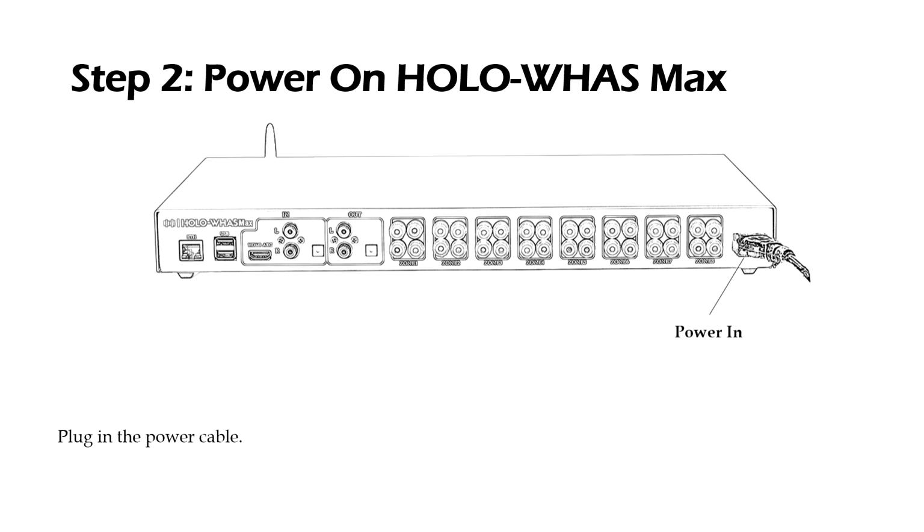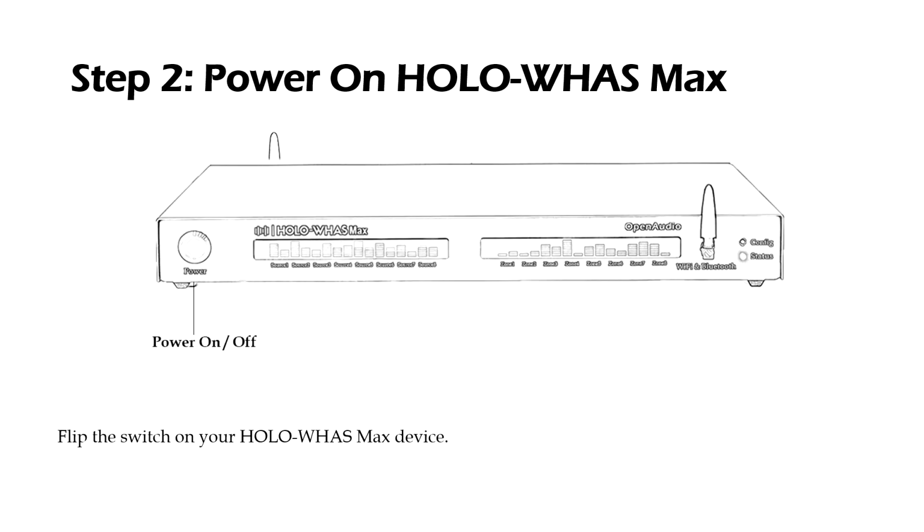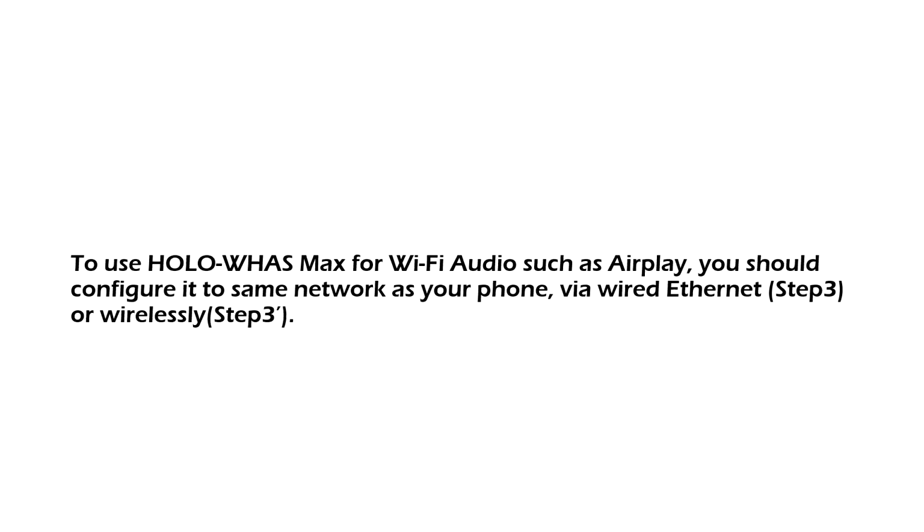Step 2. Power on HOLO-WHAS Max. Plug in the power cable and flip the switch on your HOLO-WHAS Max device. To use HOLO-WHAS Max for Wi-Fi audio such as AirPlay, you should configure it to the same network as your phone, via wired Ethernet or wirelessly.